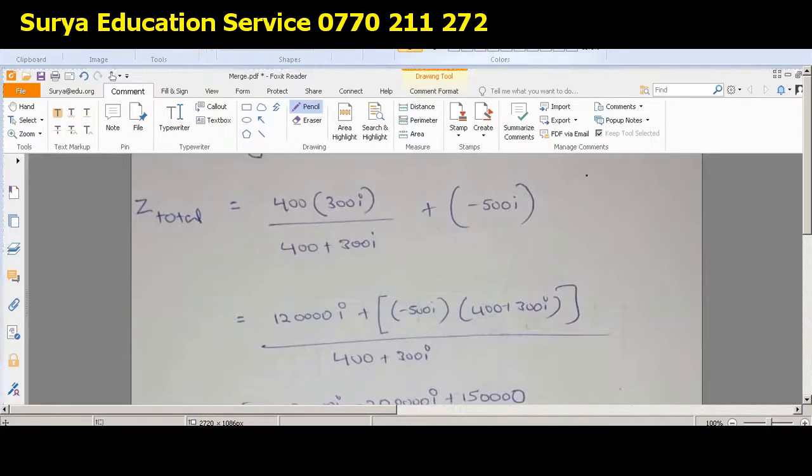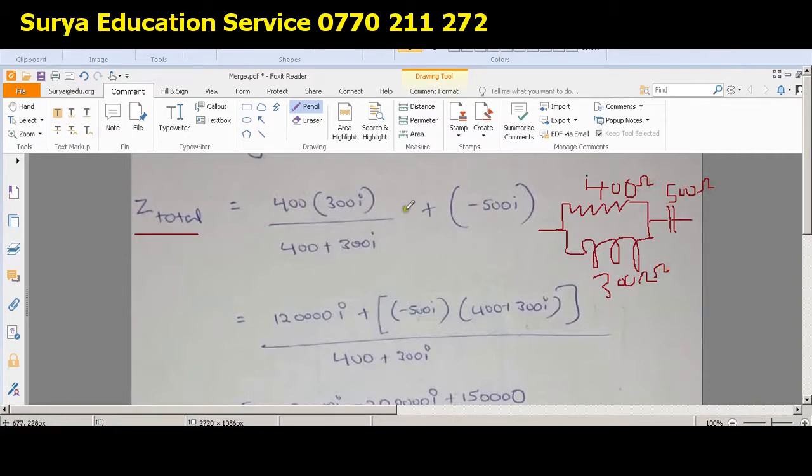So now Z total, right? So I will again sketch this circuit over there. See, this is the resistor and then the inductor and then the capacitor. Okay, so now here we know the value of this resistor, 400. The value of the reactance over there is 300 ohms, and here it is 500 ohms. Okay, the value would be in ohms, right? So that's no problem. So I think this is a parallel circuit.